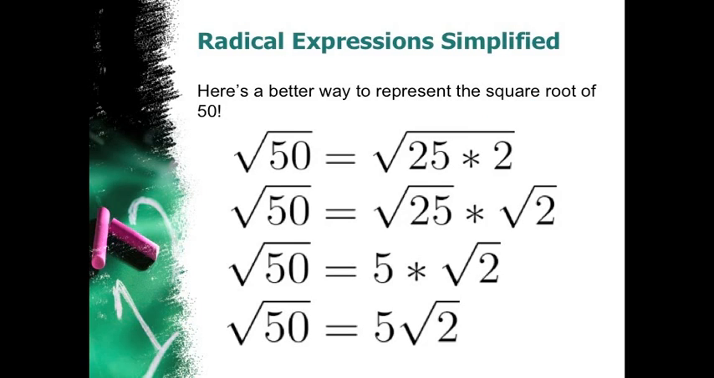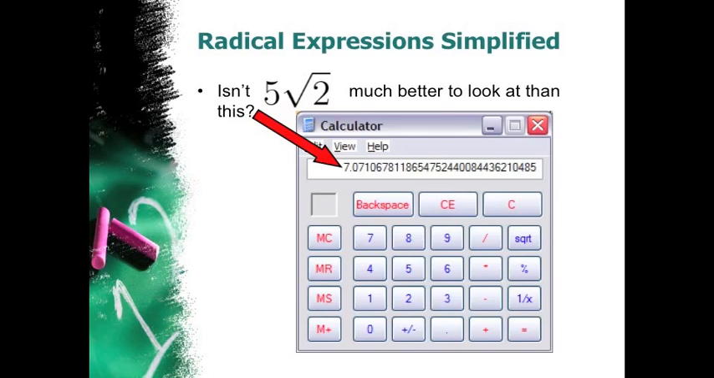Well, here's a better way to represent the square root of 50. In fact, the square root of 50 can be represented as the square root of 25 times the square root of 2. Right? Because 25 times 2 is 50. And what's great about the square root of 25 is that it's a perfect square that turns neatly into the number 5. So then instead of having this big old mess, the 7.07 blah blah blah, I just get 5 times the square root of 2.